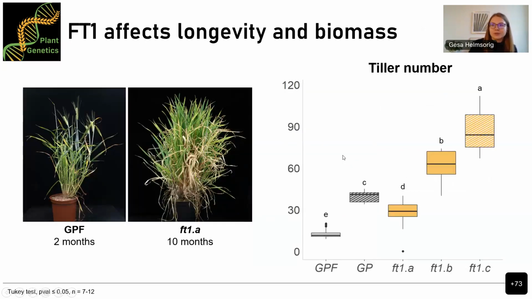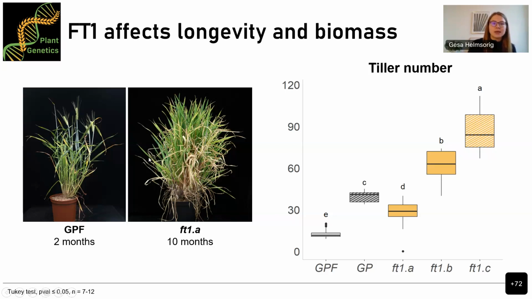So let's start with the most obvious phenotype we could see in these plants, and this is biomass and also an increase of the lifespan of these plants. So on the left here, we have a Golden Promise Fast plant, which is 2 months old. It has already flowered, and we can see the spikes have emerged and are in grain filling. And after 1 or 2 more months, this plant will be fully dry and its life cycle is over. And in comparison to that, we have next to it an FT1A mutant plant, which is 10 months old at this time point. And we can see this plant is still alive, even though some of these tillers have already stopped development and are already dry.